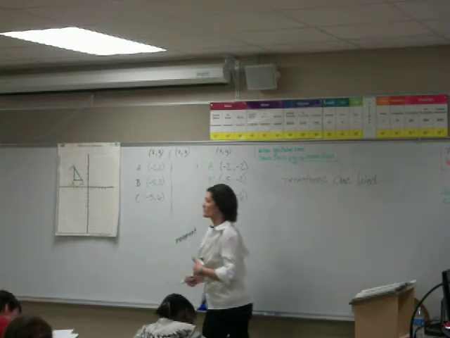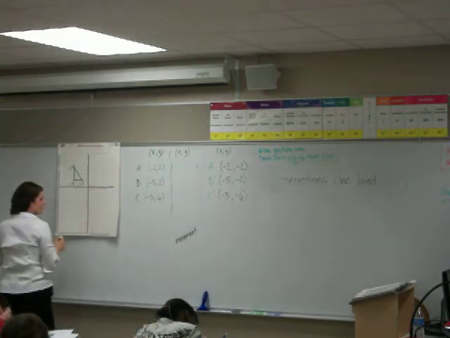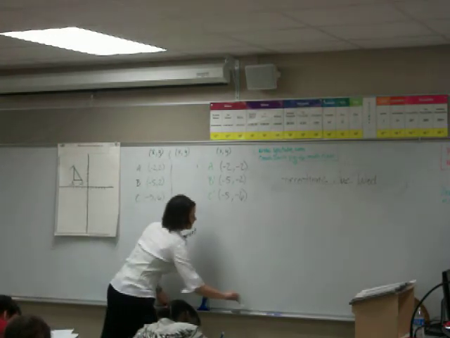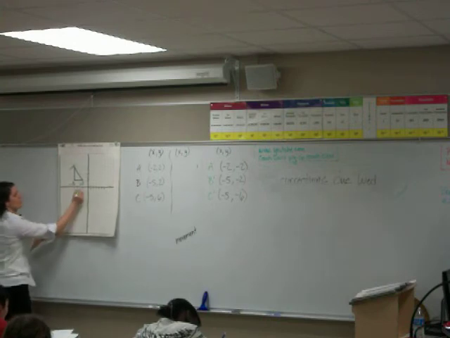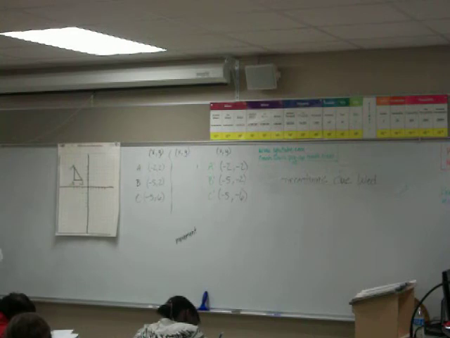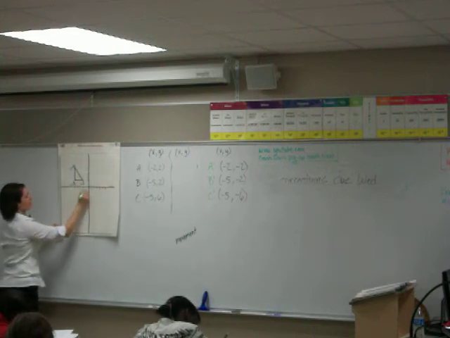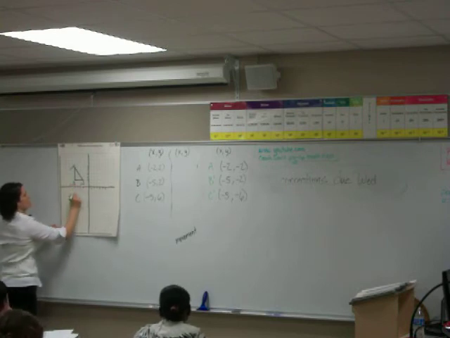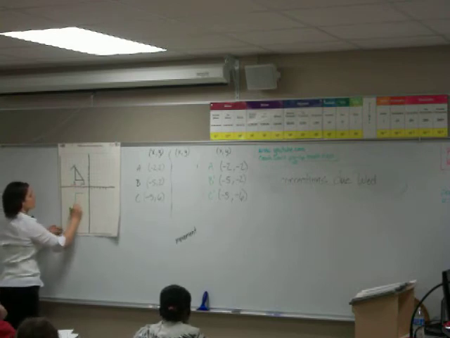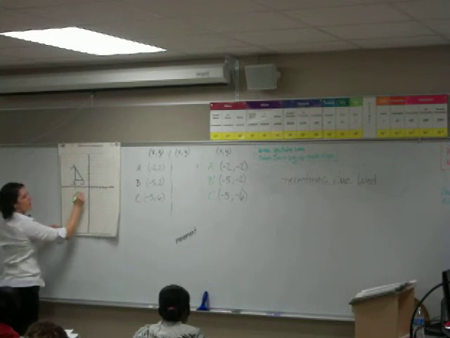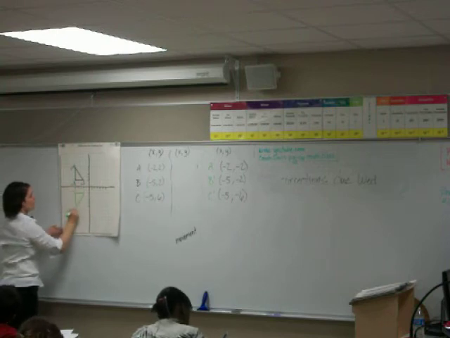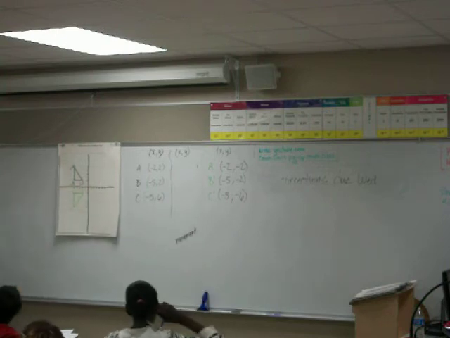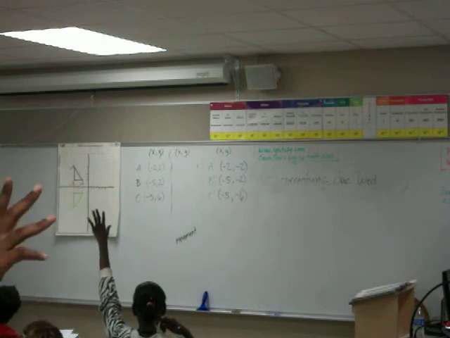So this should be the coordinates of your reflected triangle. A prime is -2, -2. Wait, so it's always going to be -1? Yes, always -1. Okay? B prime is -5, -2, and C prime is -5, -6. Okay, this is A prime, this is B prime, and C prime. And it's the exact same except it's reflected over the x-axis.